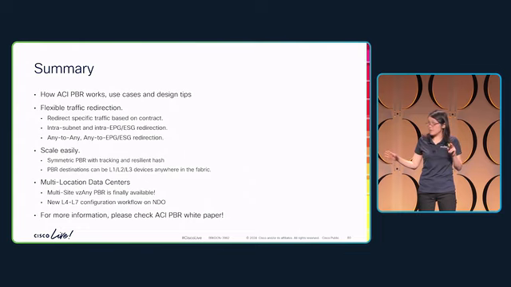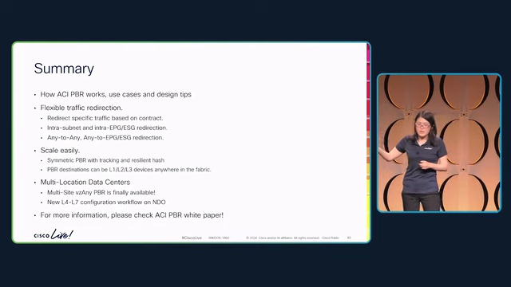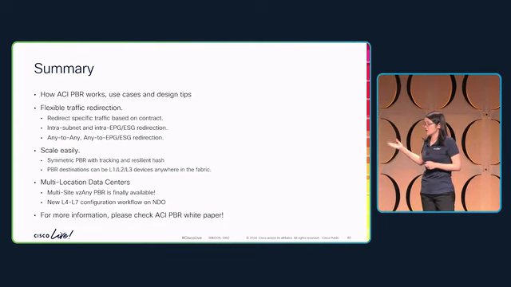easily, symmetric PBR, combining L1, L2, L3 PBR. And we can even do multi-location data center by using vzNE PBR, and we can simplify configuration by using a new workflow available on NDO. Unfortunately, I cannot cover other details, but if you want to know more, please take a look at the ACI PBR white paper. With that, I conclude my session.